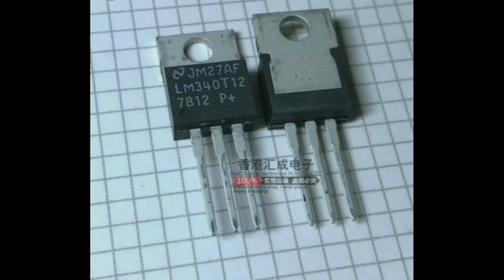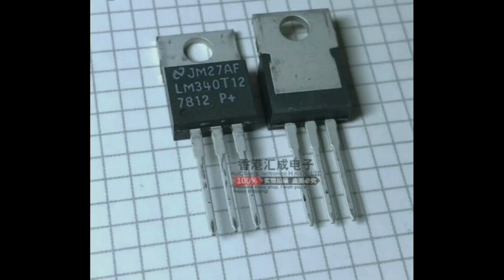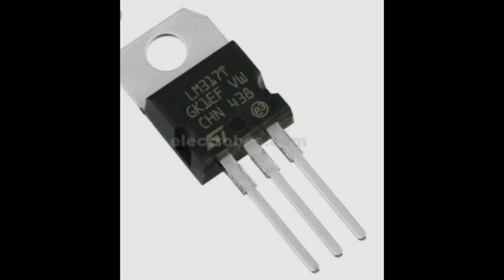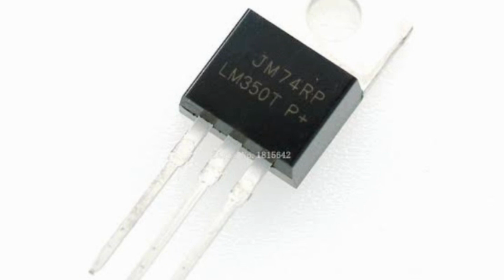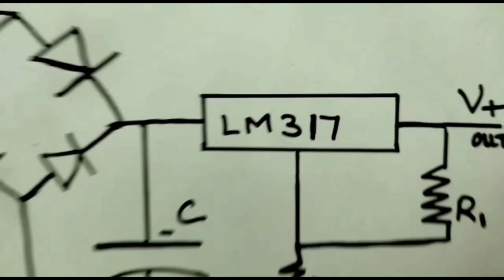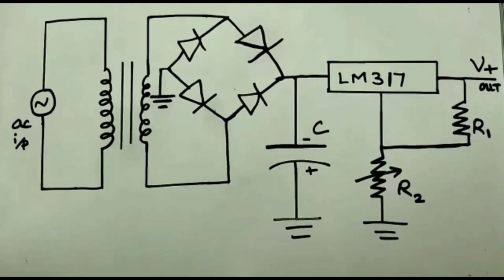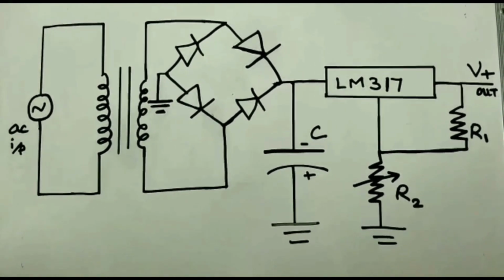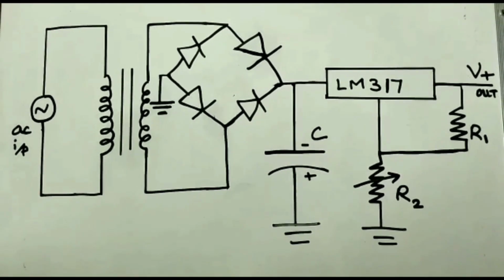LM340 series is used as 3-terminal voltage regulators. It gives an output voltage of 5 volts and maximum load current of 1.5 amperes. For adjustable regulators, IC LM317, LM338 or LM350 can be used. LM317 is a 3-terminal positive voltage regulator that can supply 1.5 ampere of load current over an adjustable output range of 1.25 to 37 volts.